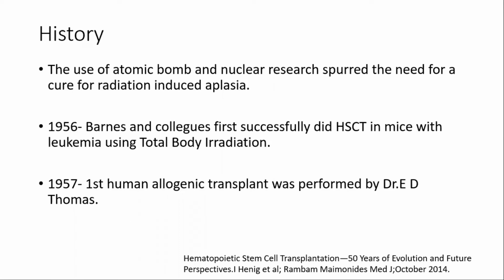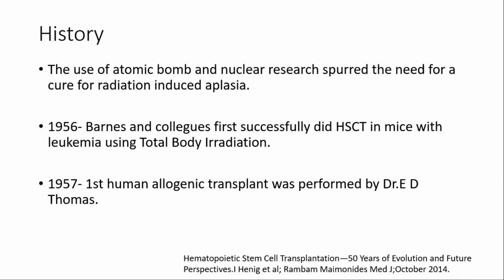So history. Everything started with the use of the atomic bomb and nuclear research, where people started getting radiation-induced aplasia. People really wanted a cure for that. So that's why people started thinking about whether it is possible to transplant bone marrow from somebody. In 1956, Barnes and his colleagues first did transplant in a group of mice. They had a group of mice with leukemia. They gave TBI radiation to both groups. They divided them into two groups, gave radiation to both, gave stem cells to one group and did not give stem cells to the other group.